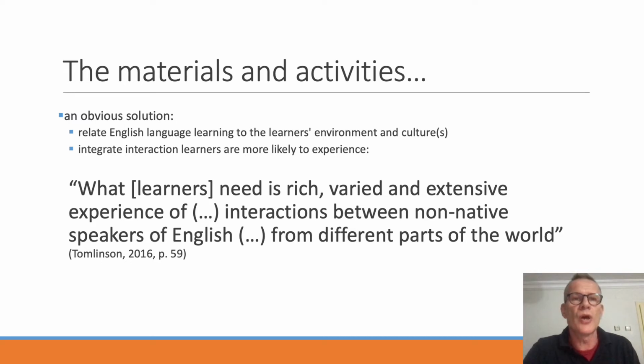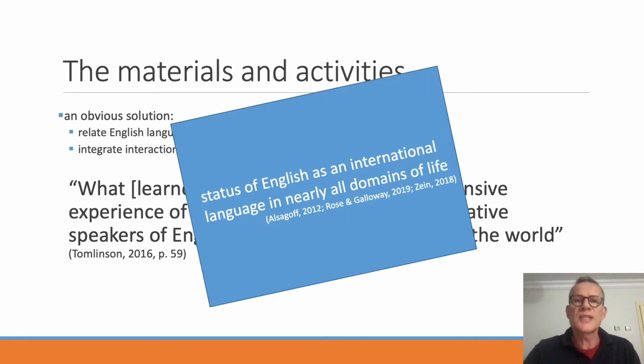Tomlinson says, what learners need is rich, varied and extensive experience of interactions between non-native speakers of English from different parts of the world. So, what Tomlinson here refers to is, of course, the status of English as an international language in nearly all domains of life. And to this story belongs that English, as we all know, is more frequently spoken by speakers whose first language is not English than by native speakers.